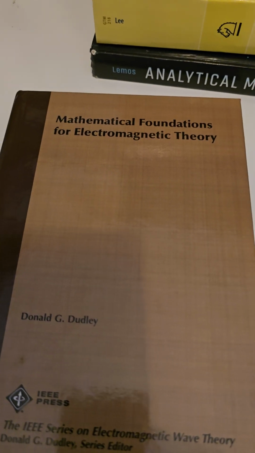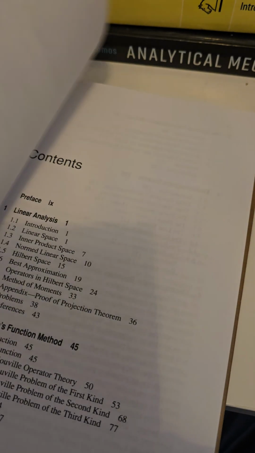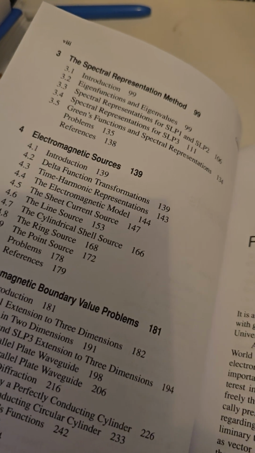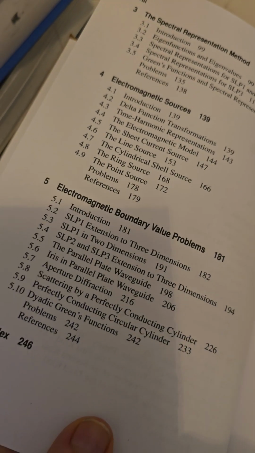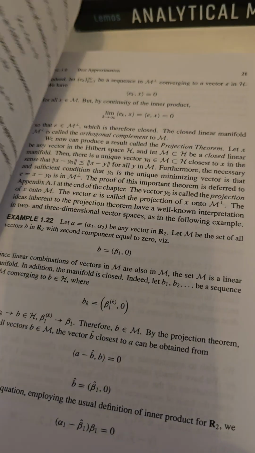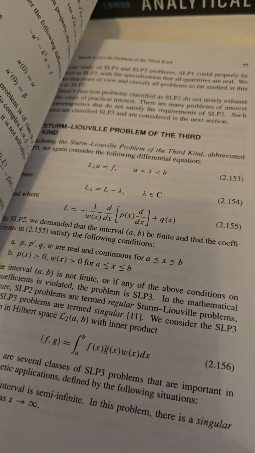Next we have here Mathematical Foundations for Electromagnetic Theory by Donald Dudley. So we start with linear analysis, Green's function methods. Then we get spectral representation methods, electromagnetic forces, and electromagnetic boundary value problems. So it's all about the math of solving electromagnetism problems, basically. Sturm-Liouville theory and everything related to that is basically every kind of math related to this kind of thing.